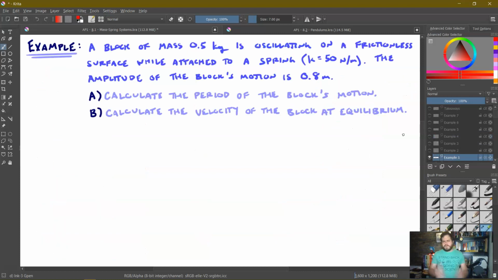So let's look at a brief example. Let's say we have a block of mass 0.5 kilograms oscillating on a frictionless surface while attached to a spring that's anchored onto something, and the spring has a spring constant of k equals 50 newtons per meter. The amplitude of the block's motion is 0.8 meters or 80 centimeters, and we want to calculate the period of the block's motion and the velocity of the block when it's at that equilibrium position.